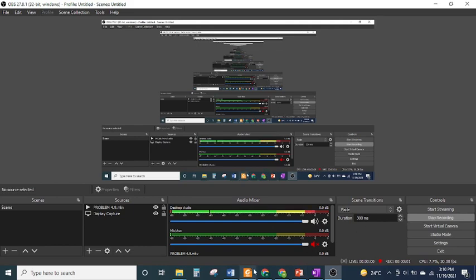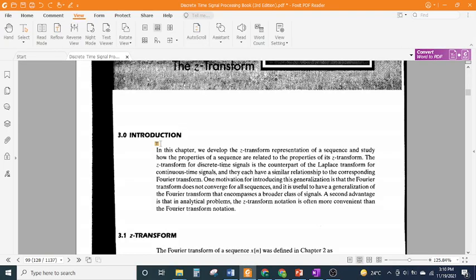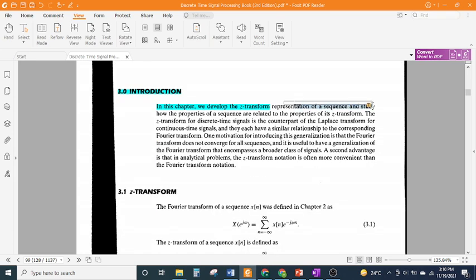3.0 Introduction. In this chapter, we develop the Z-transform representation of a sequence and study how the properties of a sequence are related to the properties of its Z-transform. The Z-transform for discrete-time signals is the counterpart of the Laplace transform for continuous-time signals, and they each have a similar relationship to the corresponding Fourier transform.